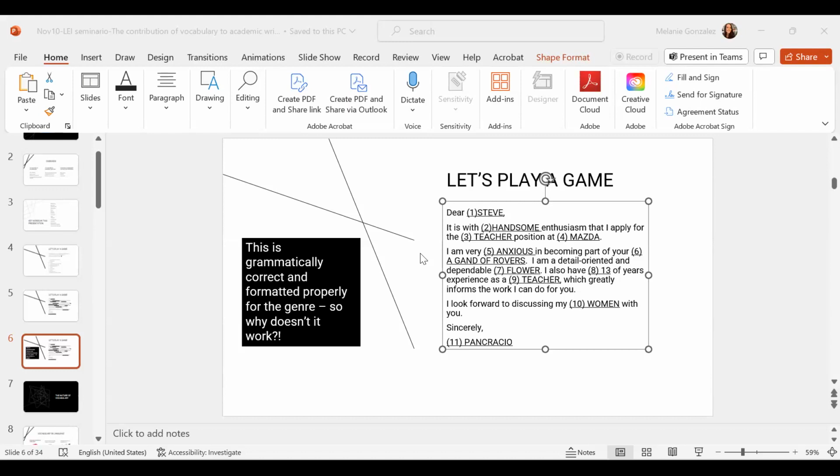We then have a word's denotation versus connotation. And a denotation is, if you were to look it up in the dictionary, this would be the first definition you would see. And a connotation is more the cultural meaning of that word. So an example of this would be slim versus skinny.